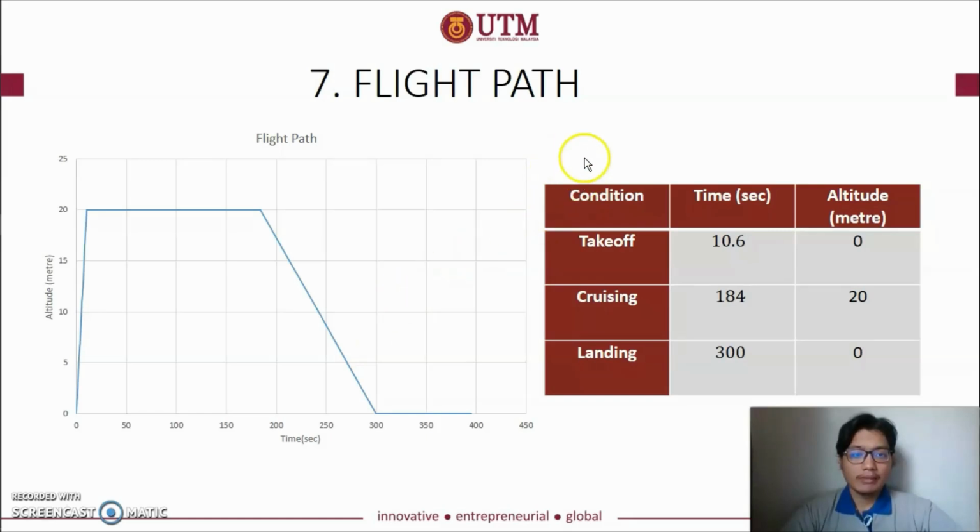So the table here indicates our conditions during takeoff, cruising, and landing, and the time taken for the conditions and the altitude. So the highest altitude is 20 meters at cruising speed.